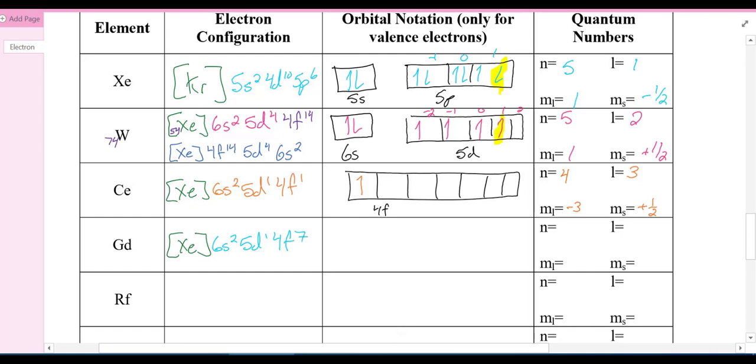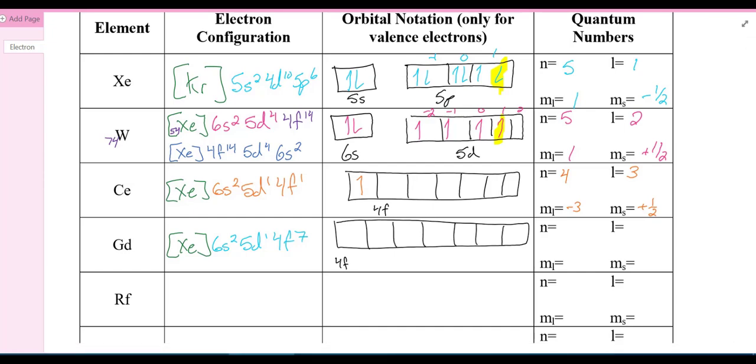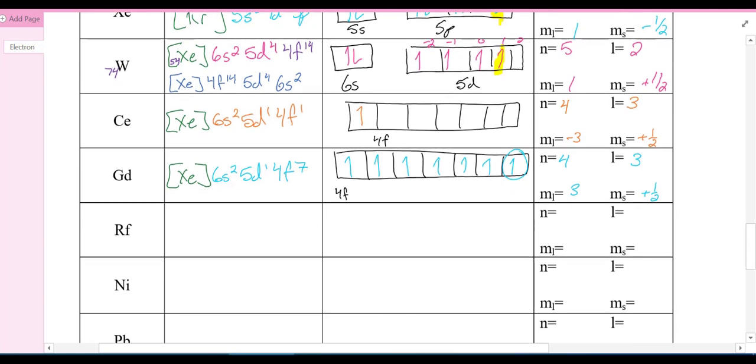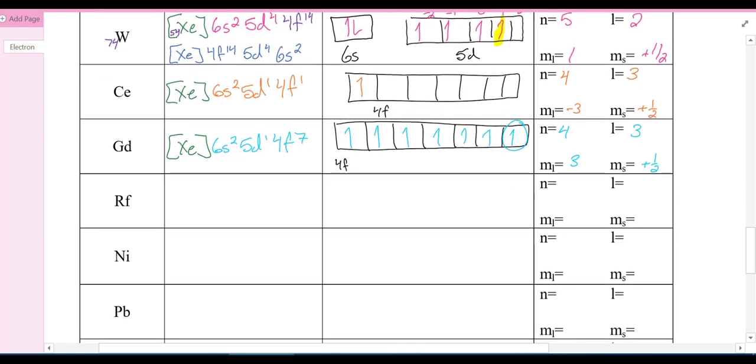Right, 4F7. So if I do the 4F again, 4F box, we would have 1, 2, 3, 4, 5, 6, 7. This one. So N still 4, L is still 3. Now we're in positive 3. You could go from negative L to positive L, and then we're still up. So there we go.